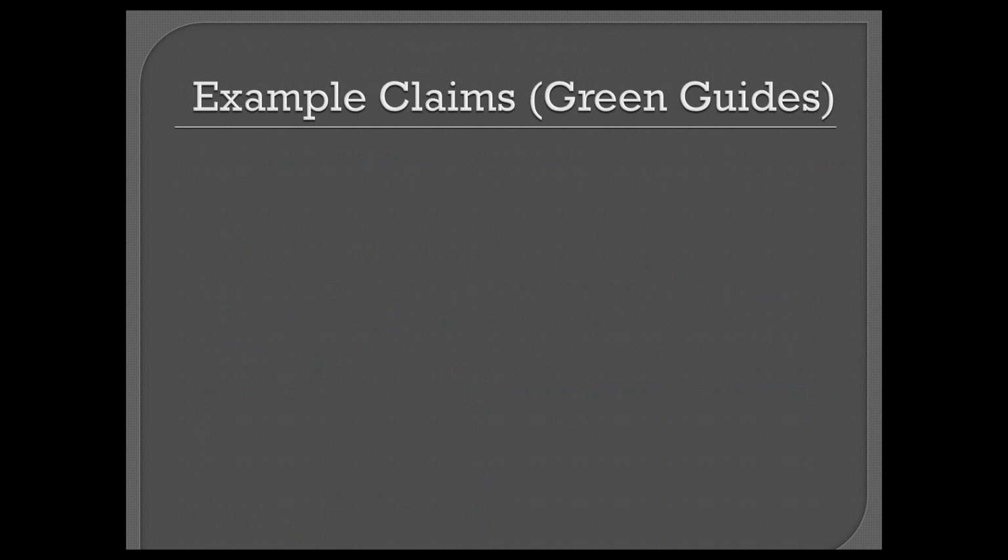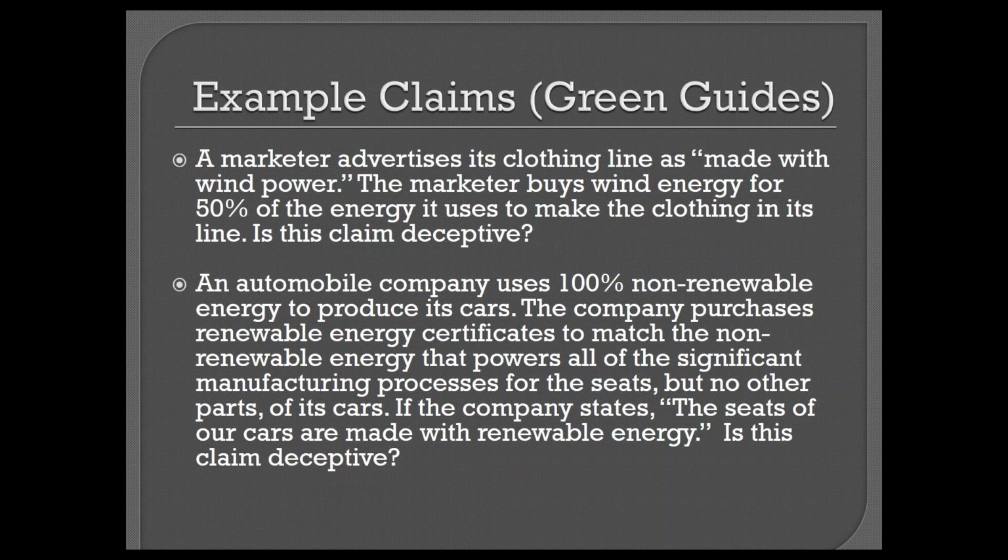Let's go to slide 5. I put here some examples from the Green Guides. And these are just some examples. In the first one, a clothing manufacturer says that their clothing line is made with wind power, but they only buy 50% wind power to cover it. Under the guides, that claim is considered deceptive because they don't qualify it to clarify that, well, we only buy 50% of wind power to match our energy.